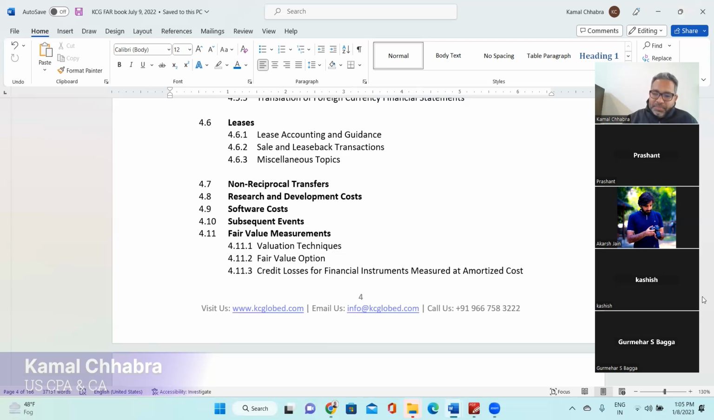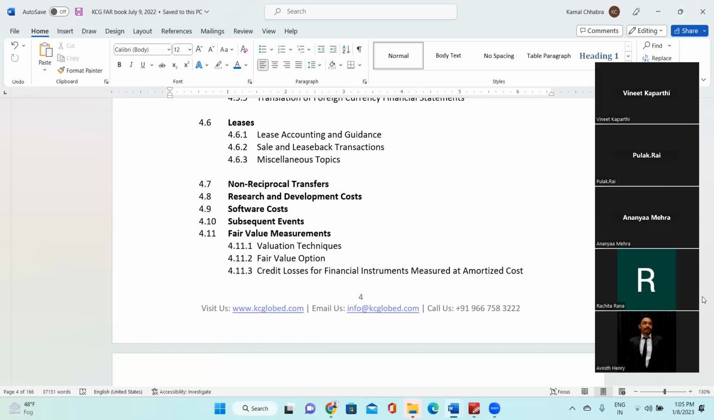Events happening after the balance sheet date, but before the financial statements are finalized.